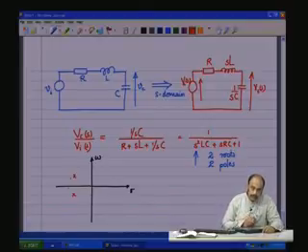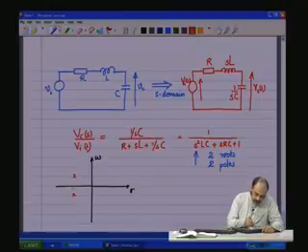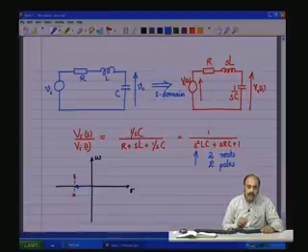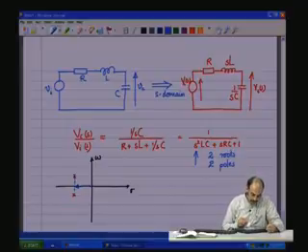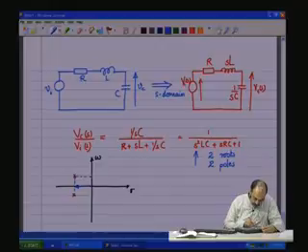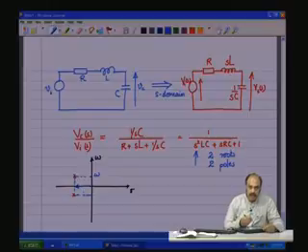So, this will give you a general location of the pole. Now, here this projection on the real axis will give you an idea about the decaying action, provided there is some excitation and the excitation is removed, and this will give you a notion of the frequency at which it will oscillate.